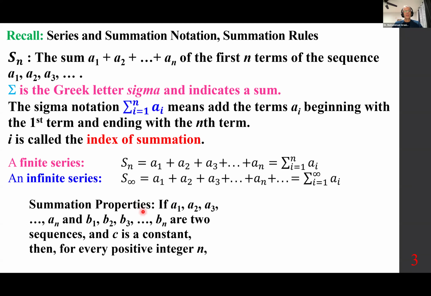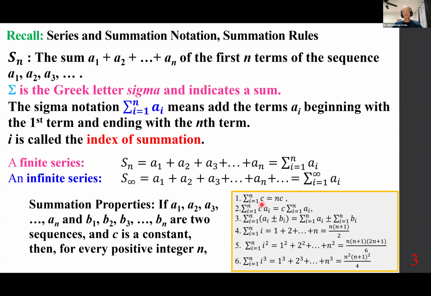Summation properties: if a sub 1 all the way to a sub n and b sub 1 all the way to b sub n are two sequences, and c is a constant, then for every positive integer n, we have the following. Summation of c times a sub i, we can take the constant c out. When we have them adding or subtracting, we can cut them into pieces. So summation of a sub i plus or minus b sub i is summation of a sub i plus or minus summation of b sub i.